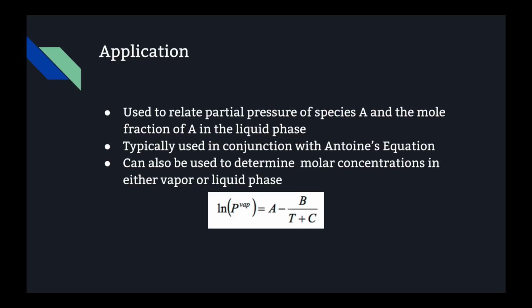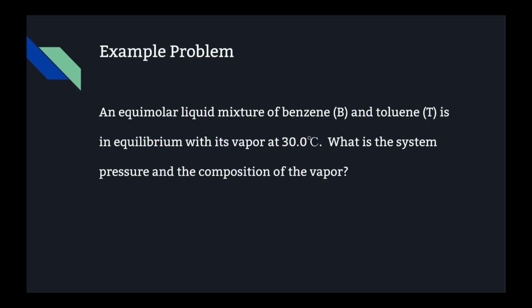Application of Raoult's law. It relates partial pressure of species A and the mole fraction of A in the liquid phase. Typically, Raoult's law is used in conjunction with Antoine's equation, the equation shown on this slide. You will see this applied in the following example. It can also be used to determine molar concentrations in either vapor or liquid phase. For our example problem, we're going to have an equimolar liquid mixture of benzene and toluene, which is in equilibrium with its vapor at 30 degrees Celsius. What is the system pressure and composition of the vapor?